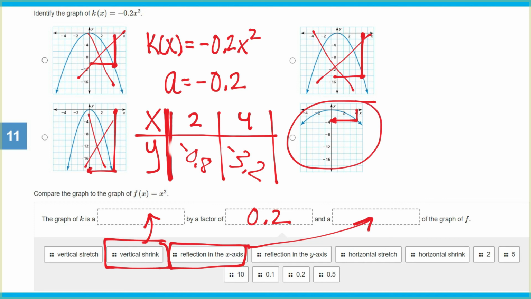So as you can see, on the last problem, I used the parent function and I performed the vertical shrink to find out what the graph would look like. On this problem, I just made a table to find out what the graph would look like.